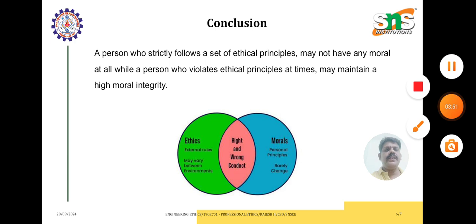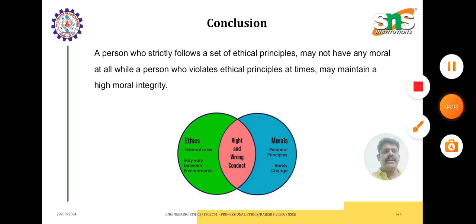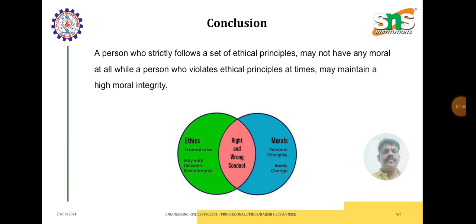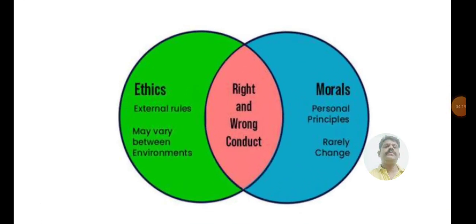When you look at the conclusion, here the Venn diagram is finding the relationship between ethics and morals. There are some differences, and there are similarities as well. Here, a person who strictly follows a set of ethical principles may not have morals at all, while a person who violates ethical principles at times may maintain a high moral integrity. So when you look at the commonalities, the similarities between ethics and morals are that both are explaining and defining the things which are right and wrong in terms of conduct, code of conduct.